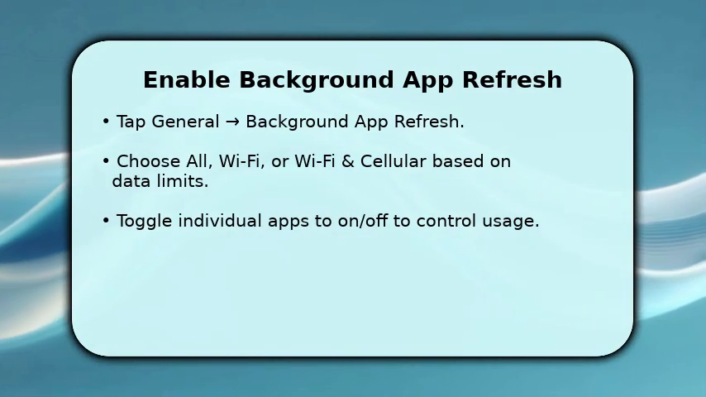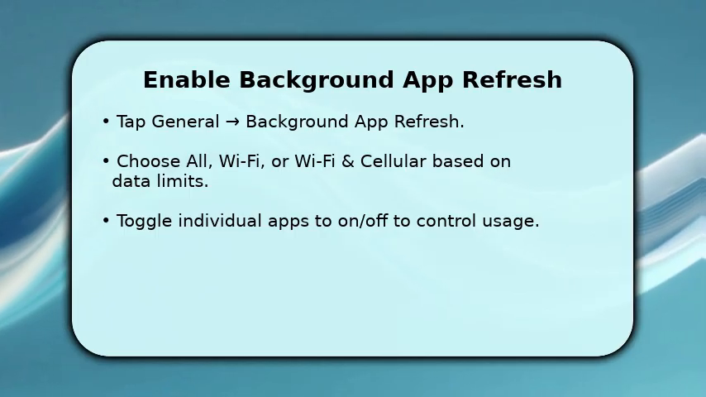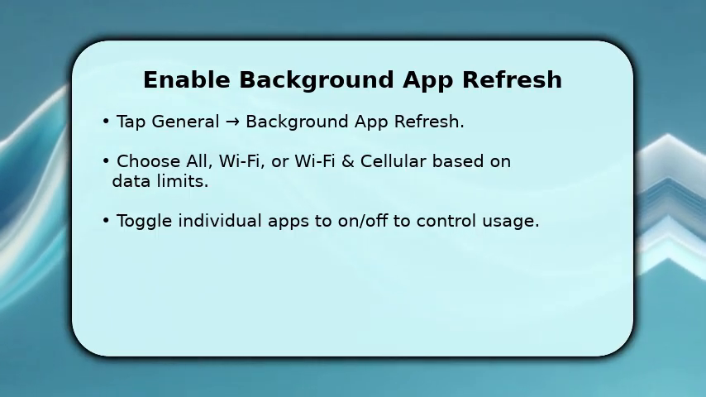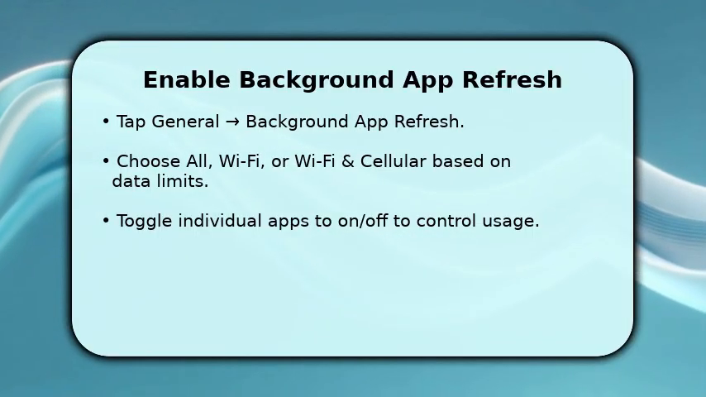Now you'll tap General and then Background App Refresh. This shows the system-level options and a per-app list. Choose All, Wi-Fi, or Wi-Fi and Cellular to set the global policy. Pick Wi-Fi to save mobile data.